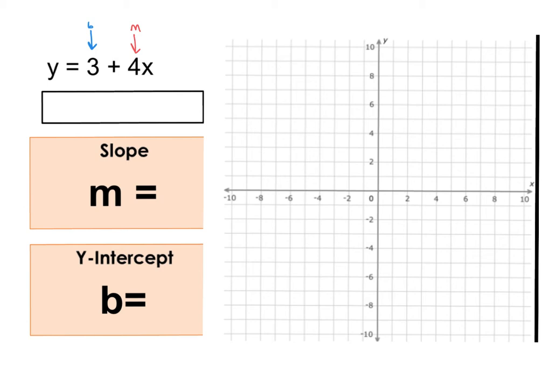So I'm actually going to rewrite this in proper y equals mx plus b form, just using the commutative property. You won't always have to do this. A lot of times you'll be given an equation in y equals mx plus b form. Sometimes you just need to use a little bit of commutative property and just switch your terms around. So since 3 plus 4x is equivalent to 4x plus 3, I'm going to rewrite this as y equals 4x plus 3.